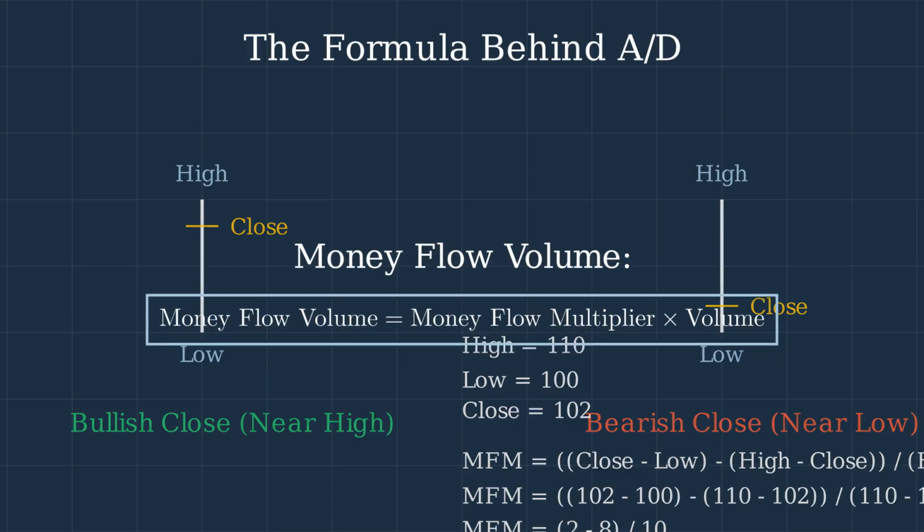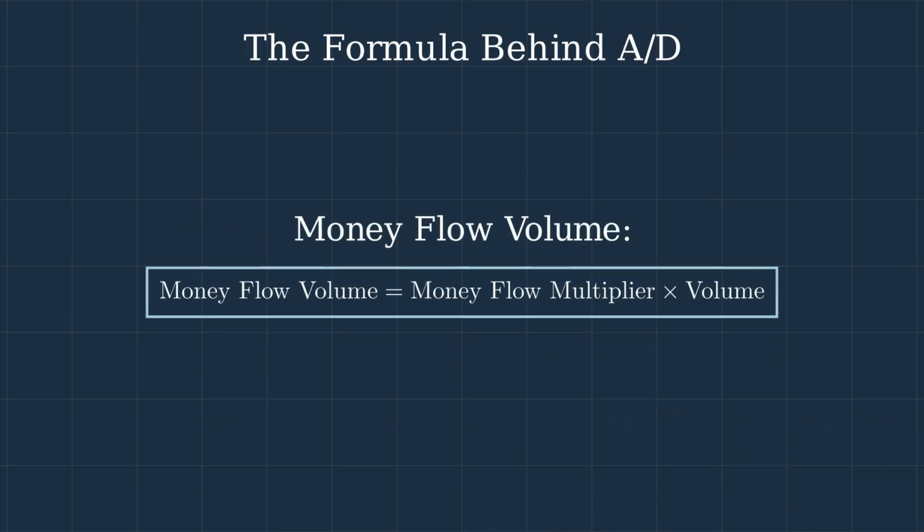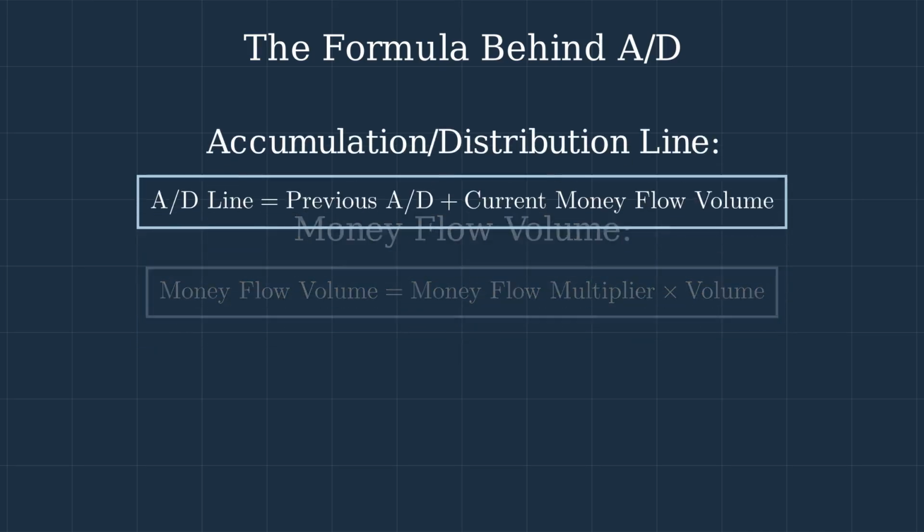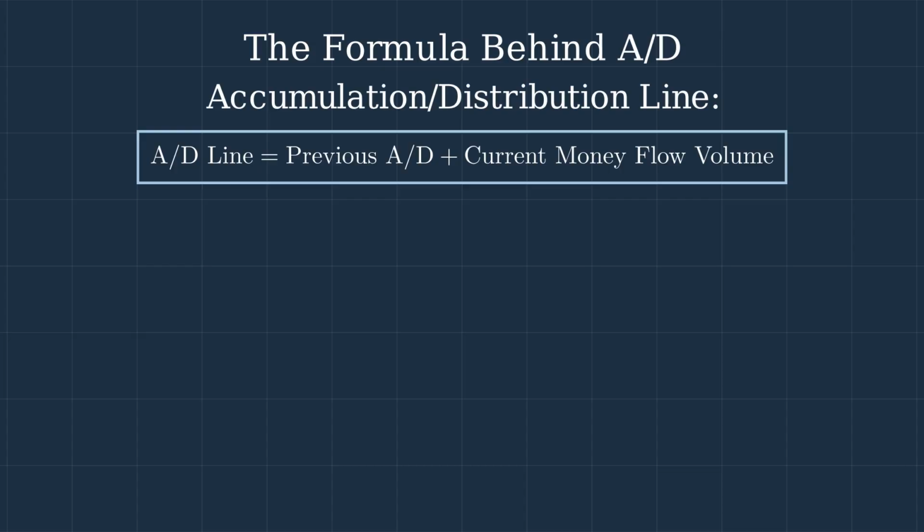The next step is to calculate the money flow volume by multiplying the money flow multiplier by the trading volume for that period. Finally, the AD line is calculated by adding today's money flow volume to the previous day's AD value, creating a running total of buying and selling pressure.